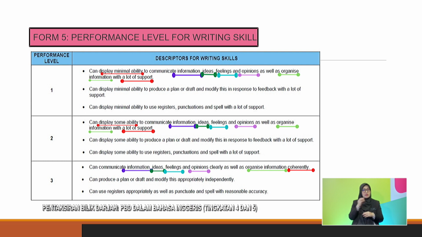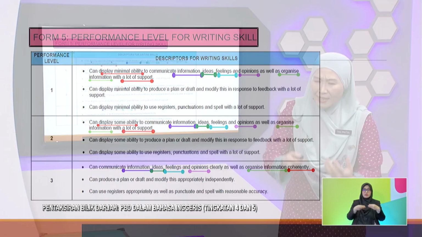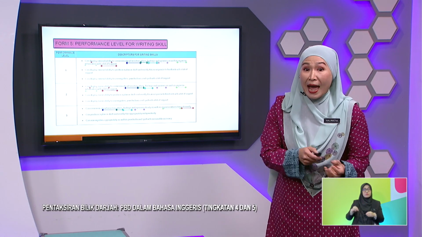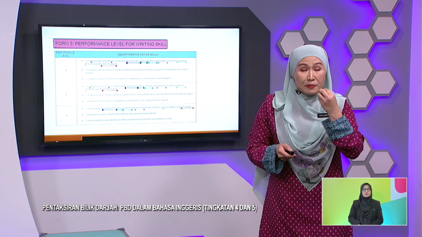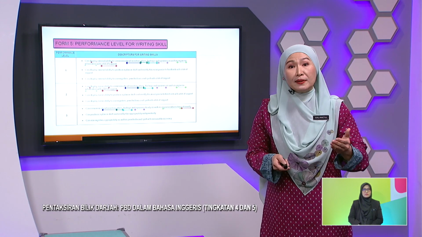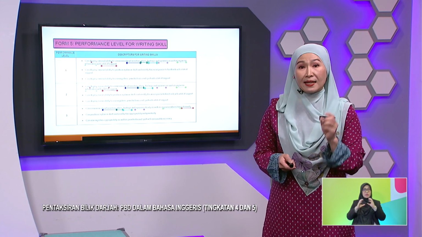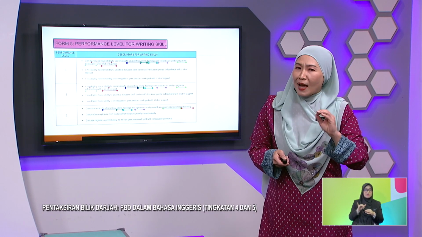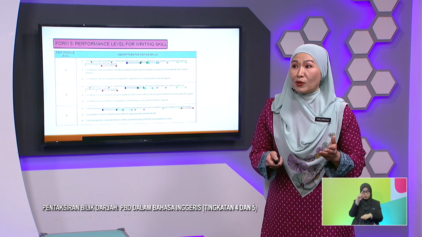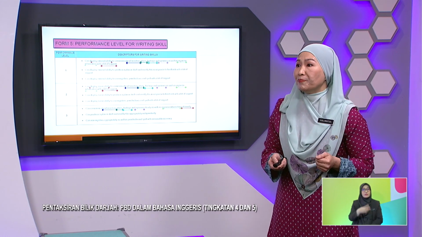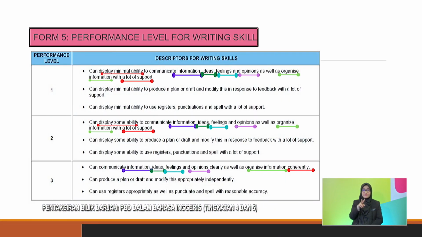So if your pupil is writing an essay and you keep going back to her, and in fact you have to most probably say a few sentences to help the pupil to write the essay to achieve that particular descriptor, then that pupil must be somewhere around TP1. Right. And if you look at the second TP, with a lot of support, organize, display some ability. The difference between 1 and 2 is display minimal ability with display some ability. Can you see how it progresses?